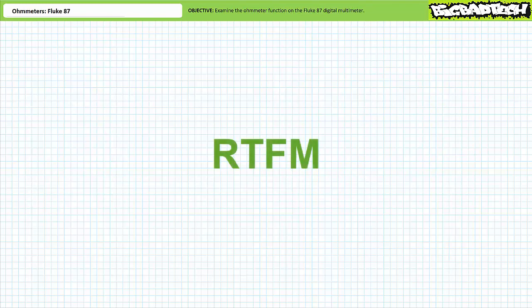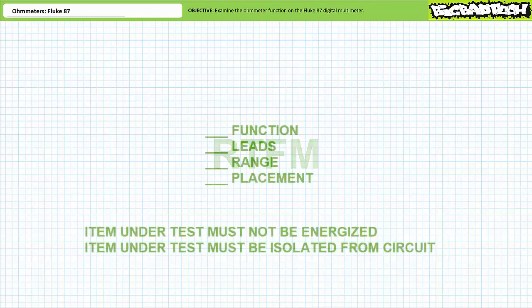Alright, that about wraps it up for a general discussion of the DMM ohmmeter function. Remember to RTFM. Read the fine manual about your specific DMM, and always, always, always use the function, leads, range, placement checklist every time you employ it. You'll be glad you did.